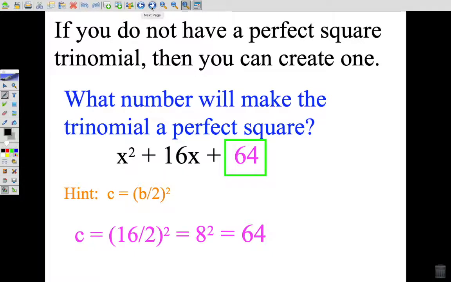And then, to further the pattern, we also saw that this trinomial would factor into x plus b divided by 2, the quantity squared. So this will factor into x plus, well, 16 divided by 2, that was 8, the quantity squared. So with this lesson, we're going to practice how to create perfect square trinomials and then to factor them using the pattern that's been established. The pattern that hopefully you recognized.